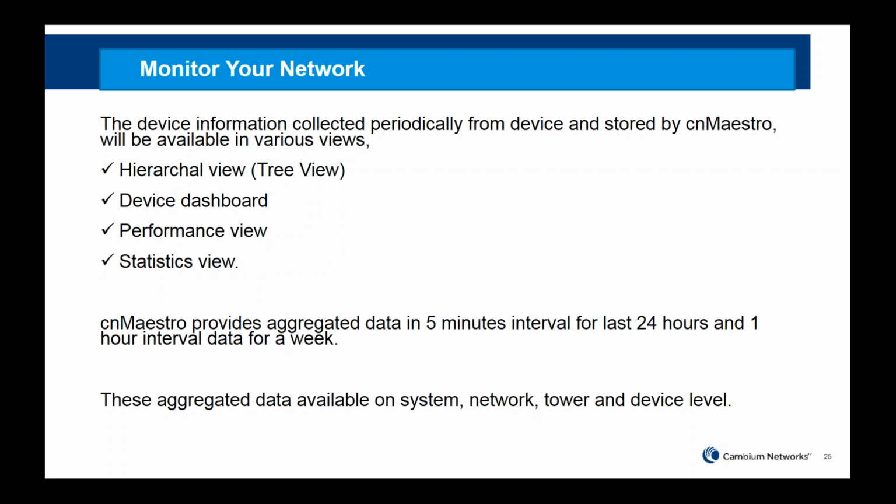So the performance view will have 2 kinds of information. One is we are holding 5-minute interval data per day, that is the last 24 hours, and there is hourly interval data per week. We are holding a maximum of 1 week of data. This can be configured.